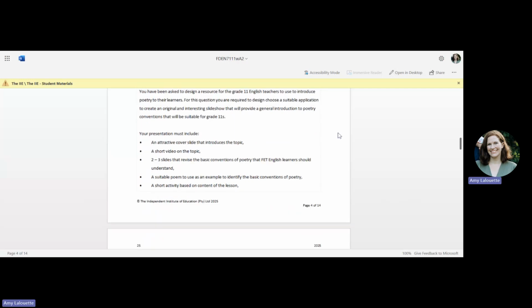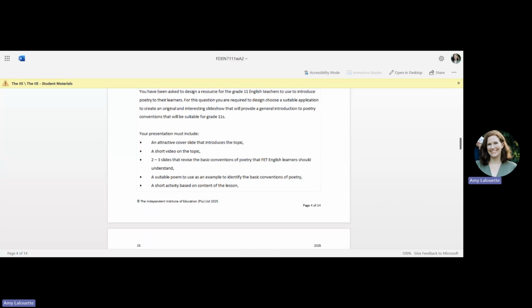Then you need to choose a suitable poem to use as an example to identify the basic conventions of poetry. Now, guys, play around with this. There are certain poems that are suggested by the government. You are not bound by those poems. You can choose your own poem.